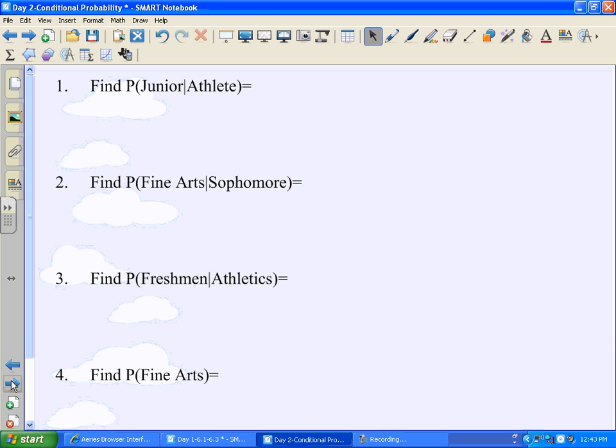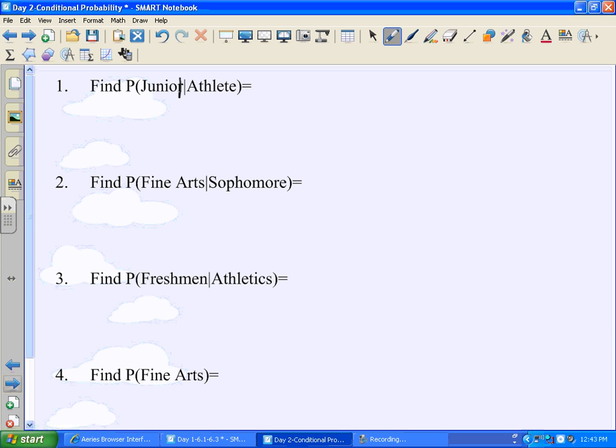Does yours say junior athlete or junior given athlete? Just junior athlete? Okay. So let's go with what's written on your notes then. What your notes say, just that. Is that right? It says junior given athlete. That's what I have. Oh, there's no bar there. Okay, that's fine. So your notes, the bar disappeared on it. If you have the notes, write the bar in your notes there.